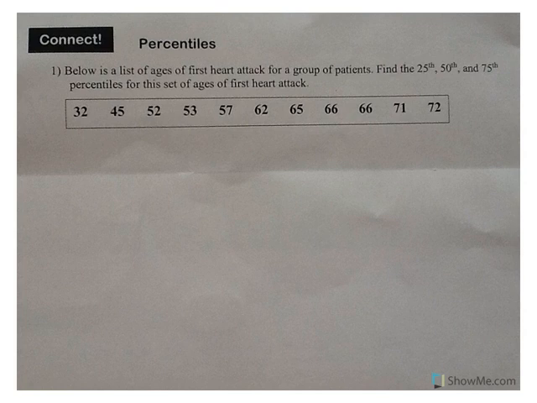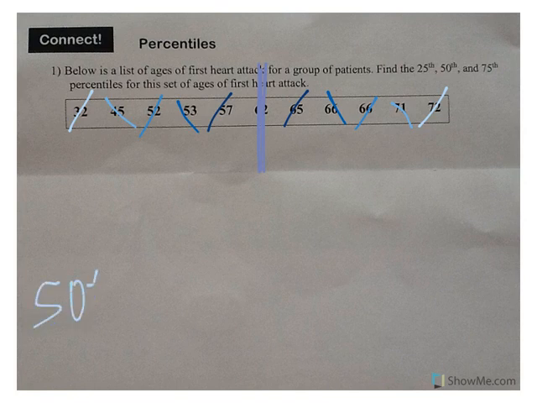So I'm going to start by just crossing out low to high, low to high, low to high, low to high, low to high. And you notice that 62 is left in the middle. That means 62 is the tree that I'm chopping down. So the 50th percentile is 62.